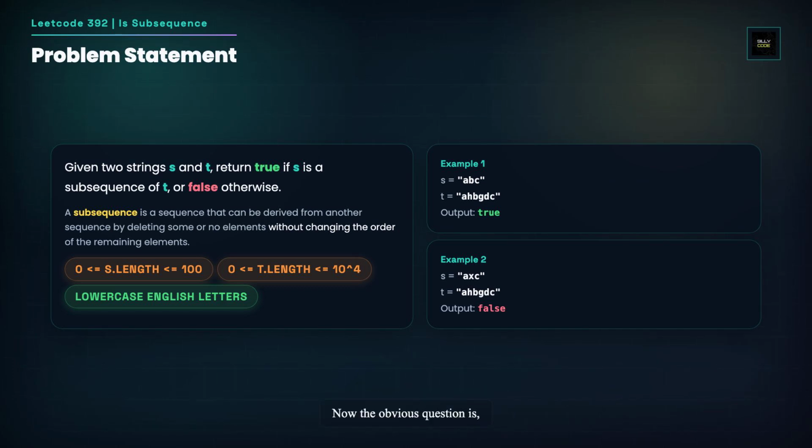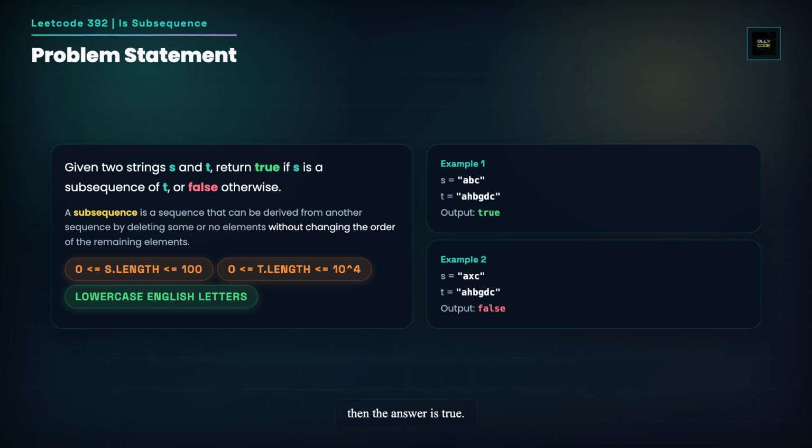A subsequence is formed by deleting zero or more characters from a string, without changing the order of the remaining characters. Notice something important. The characters do not have to be next to each other. They can have other characters between them, but their order can never change. That's the only rule. If every character of S appears inside T and appears in the same order, then the answer is true. Otherwise, the answer is false.